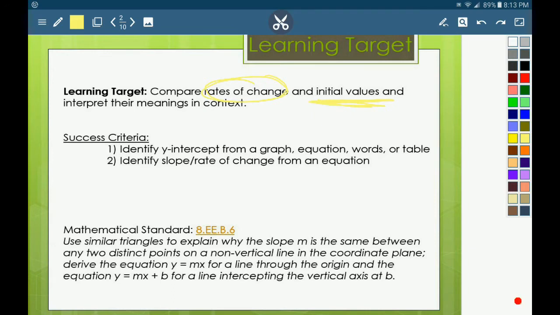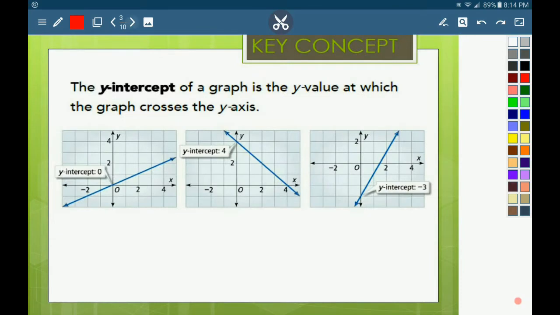But today, in order to get to that full learning target, we're going to first identify the y-intercept from a graph, equation, words, or a table. Secondly, we still need to be able to identify the slope or the rate of change from an equation. Really, we should be able to identify the slope or rate of change from an equation, graph, table, or words as well, but we're going to focus on an equation today. So let's take a look at the key concept.